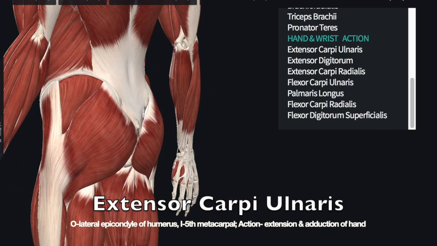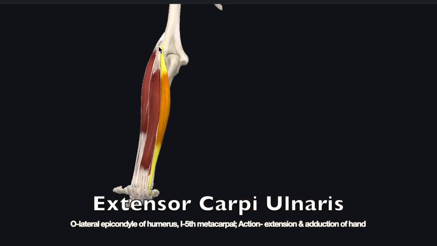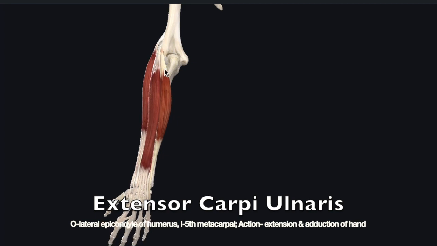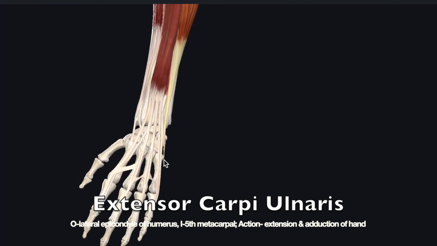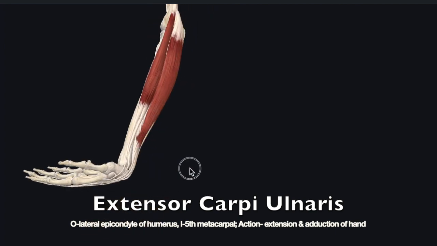Moving on to the posterior muscles. Again, starting with the medial side, we'll begin with the Extensor Carpi Ulnaris muscle. Now this muscle will have an origin on the lateral epicondyle of the humerus. Its insertion is along the medial metacarpal. Its action is involved in the extension of the hand.